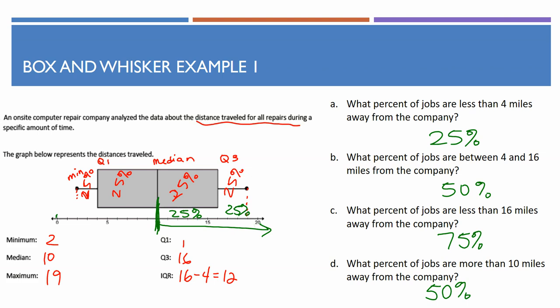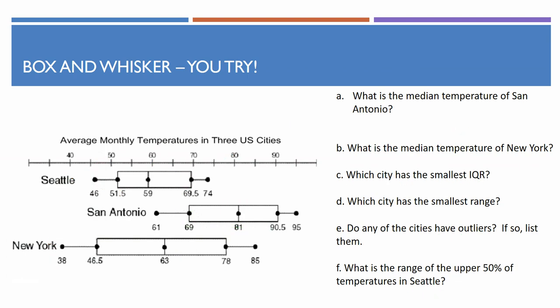So these, I always think, look more confusing than they really need to be. Keep it simple, and remember, each part, in the whisker it's 25%, and in each part of the box it's 25%. And then just add up the corresponding sections.